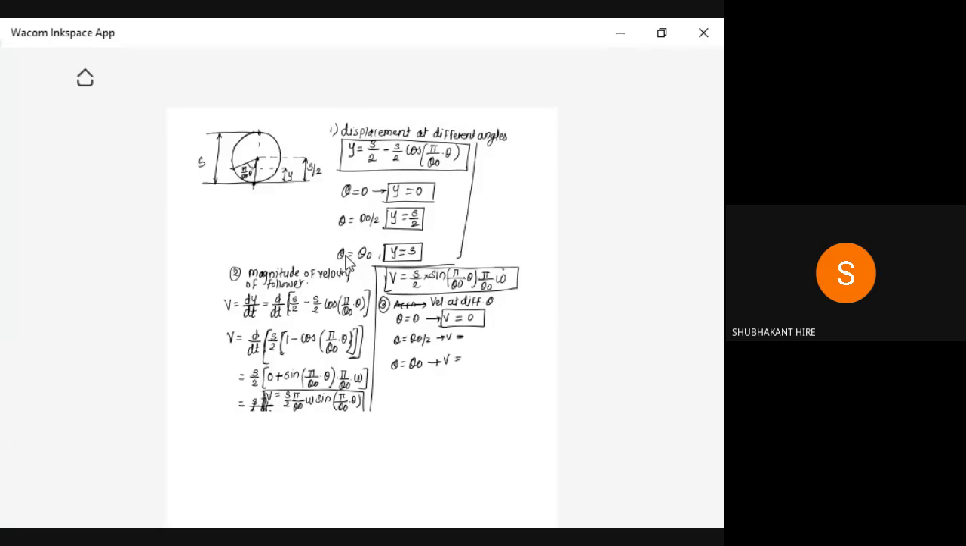Okay. At theta is equal to half of the rise. When I say half of the rise, it means half of the outstroke, theta o by 2. That you should understand. Theta o by 2, how much is sine? Sine 90 is 1. Hence the value is s by 2 into pi upon theta o into omega. So this is your expression for velocity. See why I am finding these values: from these values I have to draw graphs.